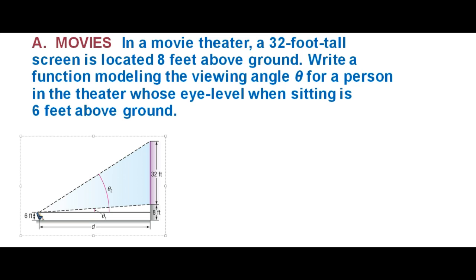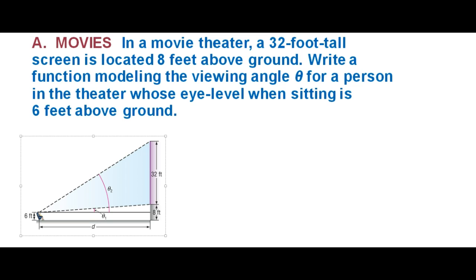So what we want to look at is we have two essentially right triangles here. We've got the triangle from the person's eyes to the screen to the back down to his eyes again, and we've also got this angle from the person's eyes to the bottom of the screen and back down. So the book has called it theta 1 for that small angle and theta 2 for that large triangle.